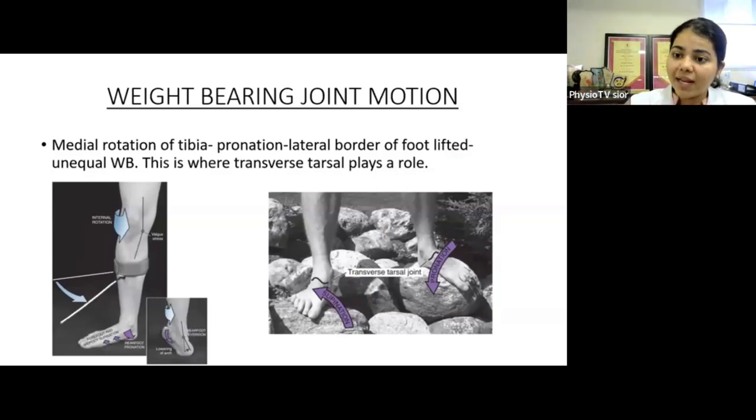In a bilateral standing position on flat land, both will pronate slightly to allow the foot to absorb the body weight. When a person is standing on an uphill, the foot which is placed ahead will have to pronate more to maintain the contact with the ground.